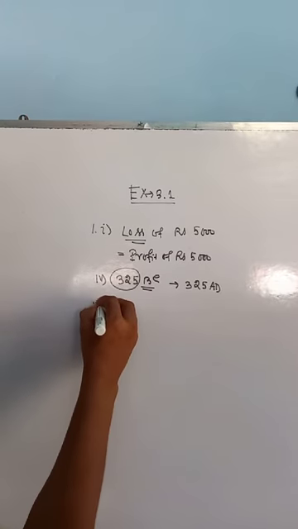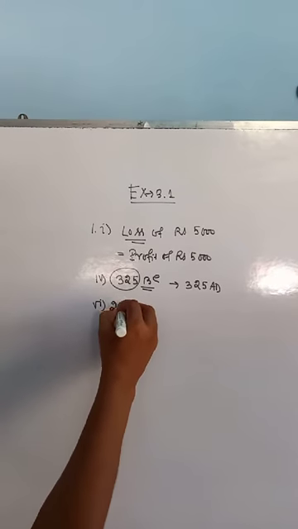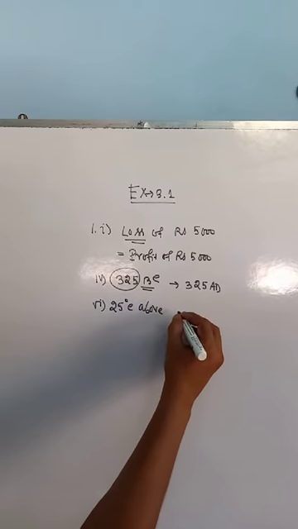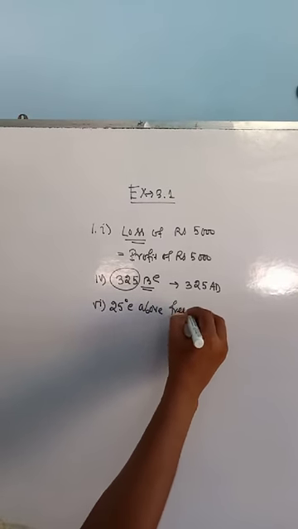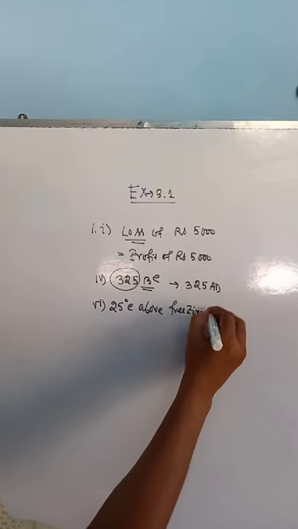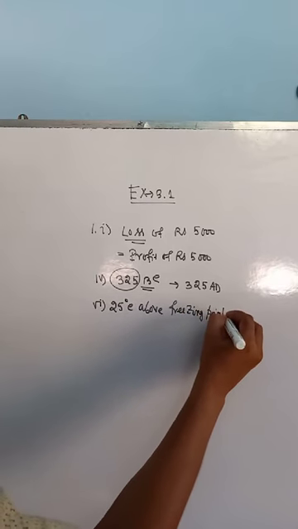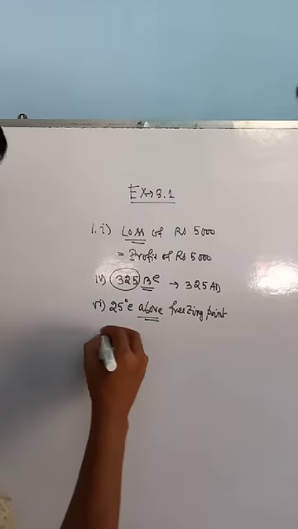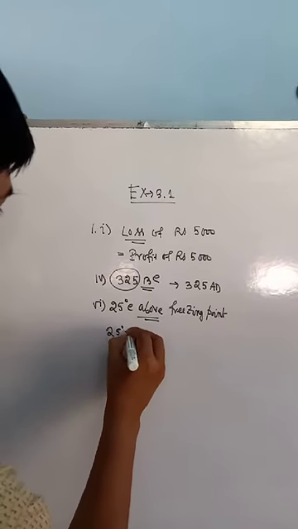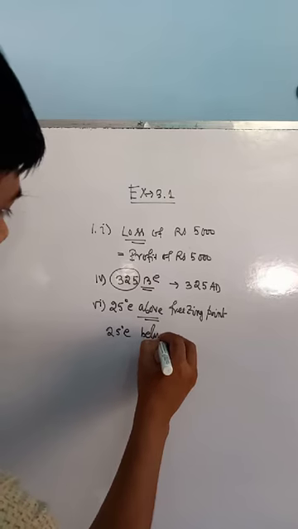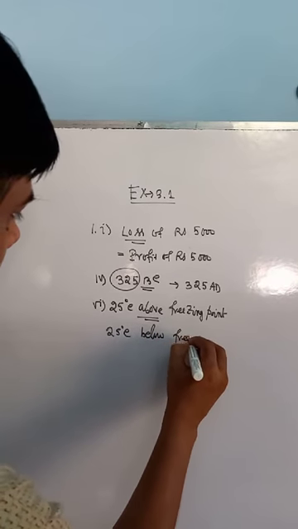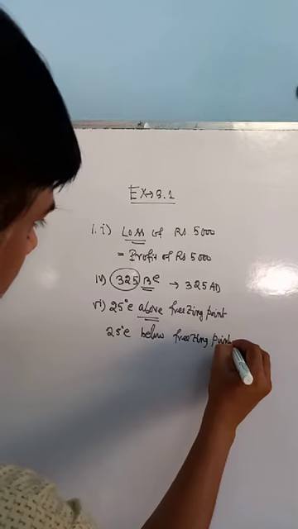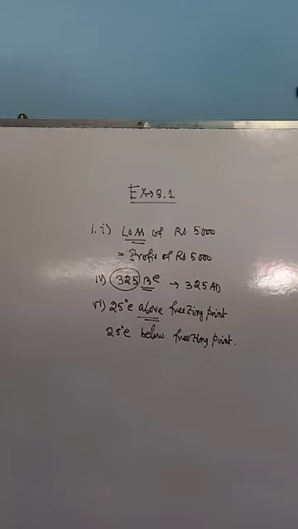Suppose number 6: 25 degrees C above freezing point. This is the main thing. Above, you can write it as 25 degrees C below freezing point. Is this clear to all of you?